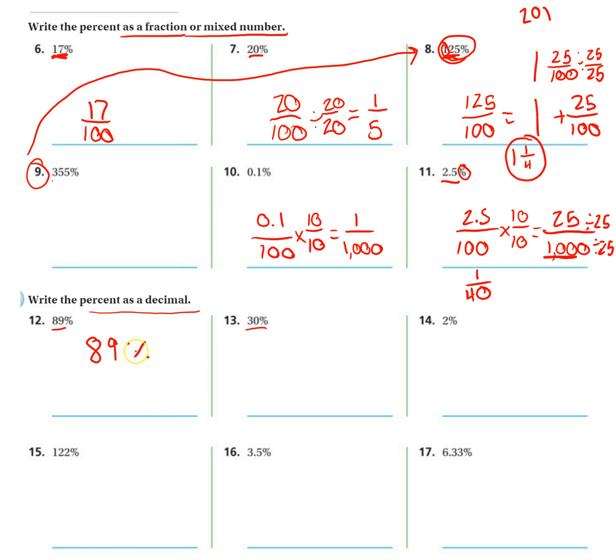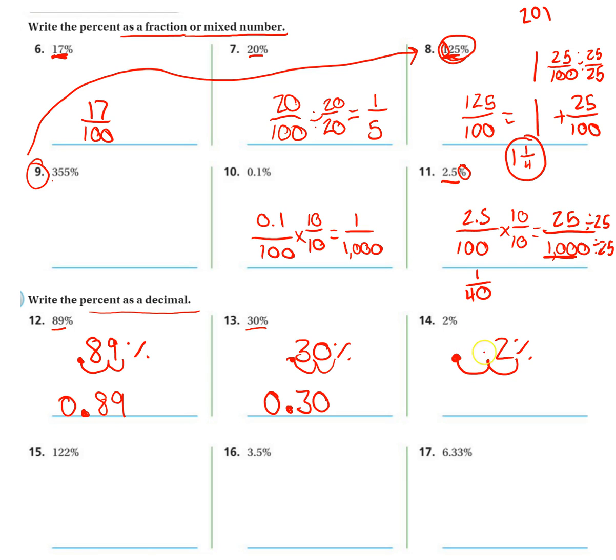To change this percent to a decimal, it's very easy. You just move the decimal over twice to the left. So 89% becomes 0.89, and then we add our 0 in the front. 30%, same thing. The hidden decimal is back here, we move it over twice. It becomes 0.30. We can put a 0 placeholder in front because there's no 1. Same thing on 2%. Hidden decimal, if they don't show it to you, it's right behind the 2. We still move it over twice.